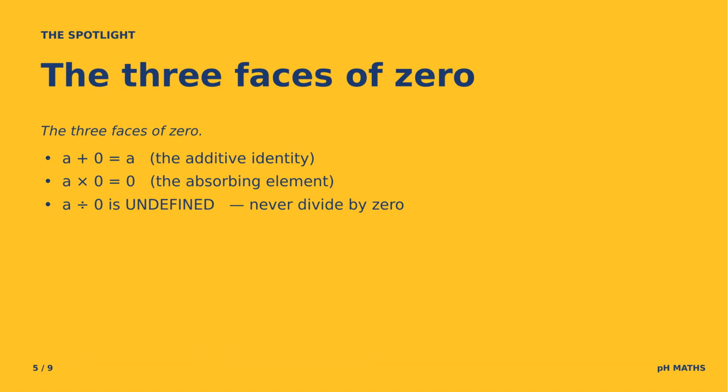The three faces of 0. 1. Add 0 to anything and you get the same thing back. 0 is the additive identity. 2. Multiply anything by 0 and you get 0. 0 is the absorbing element. 3. And this is the rule that must never be broken. You cannot divide by 0. It's not 0, it's not infinity, it is undefined, and maths breaks at that point. Don't go there.